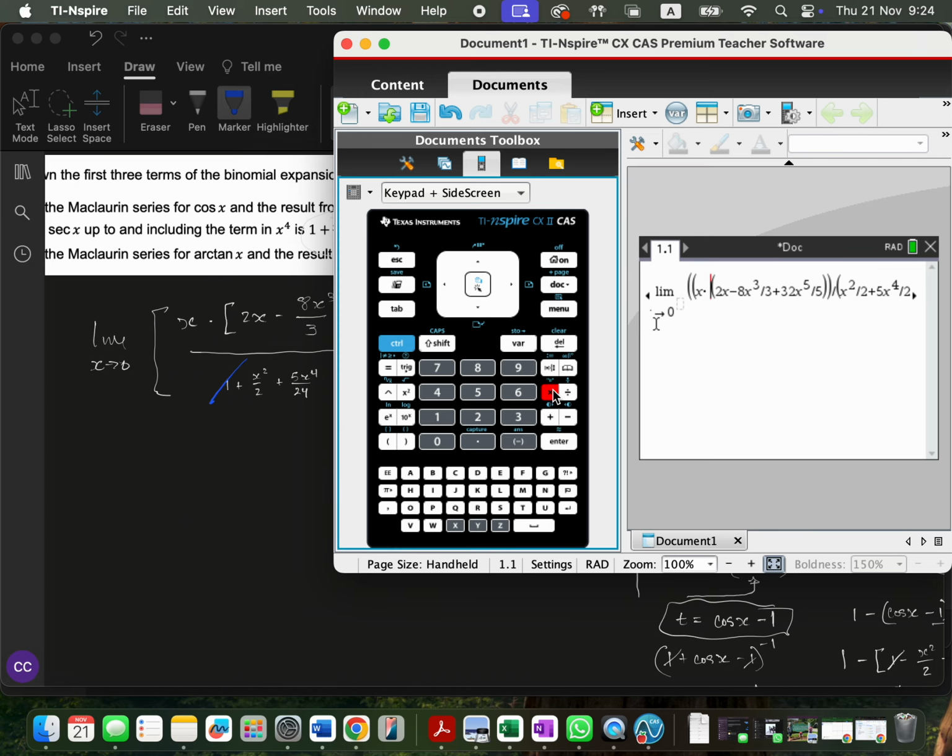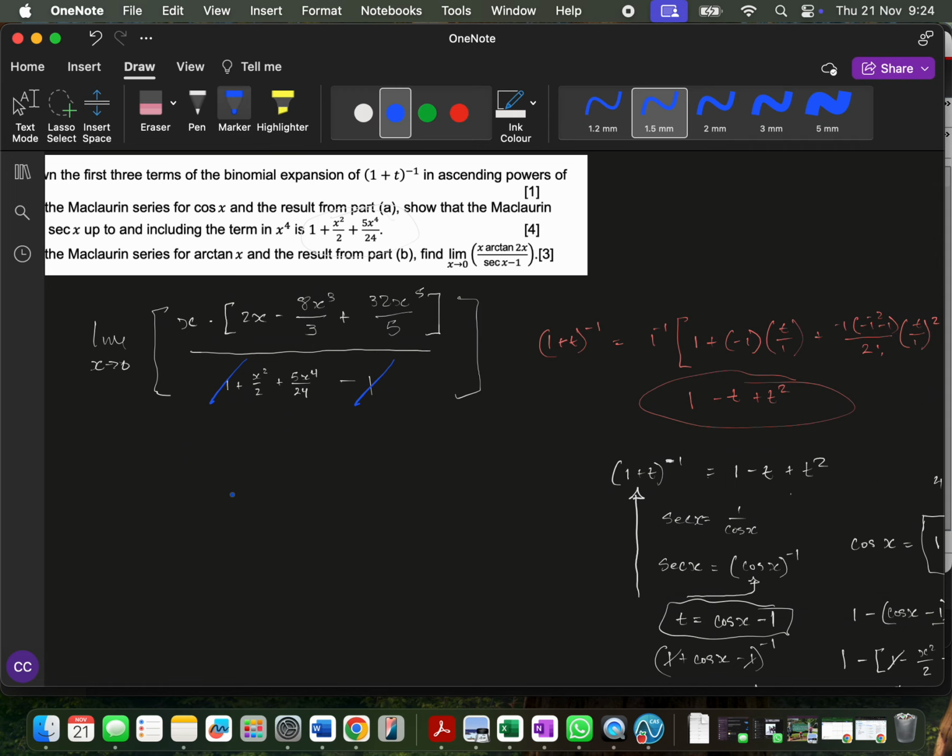I forgot a multiplication symbol. And if we do all of that, we end up with 4. So that is my answer for that one. We would end up just with 4 is the limit. Okay, I hope that that was helpful.